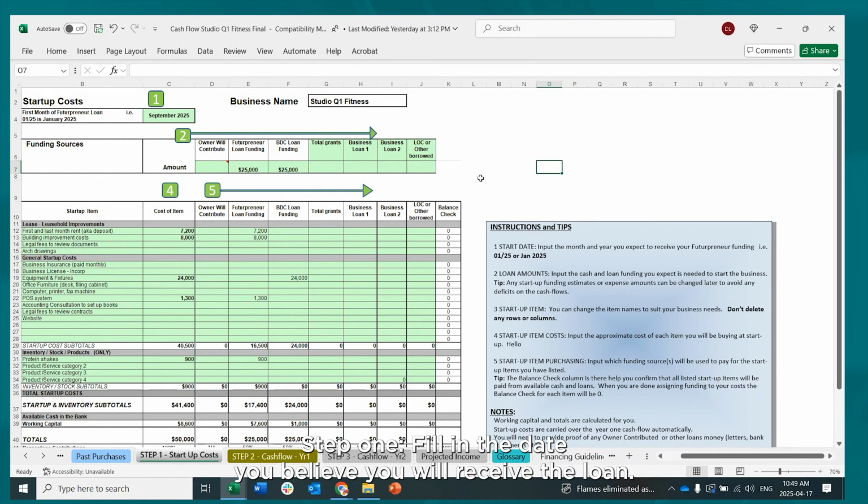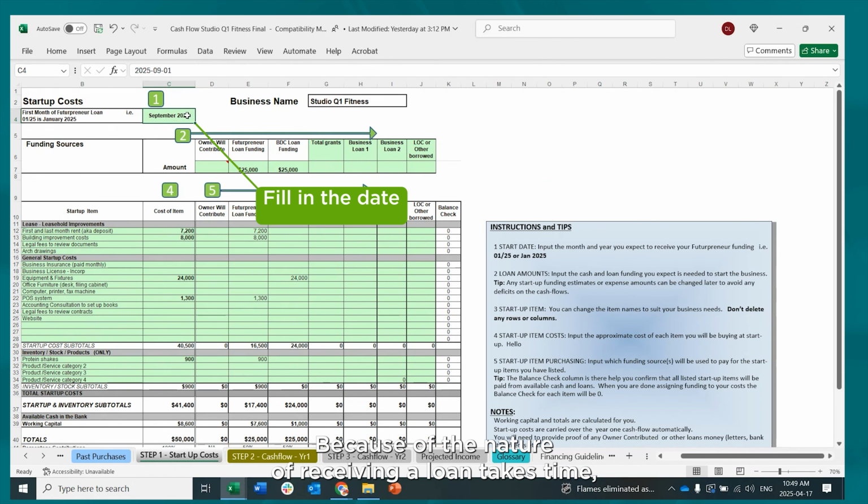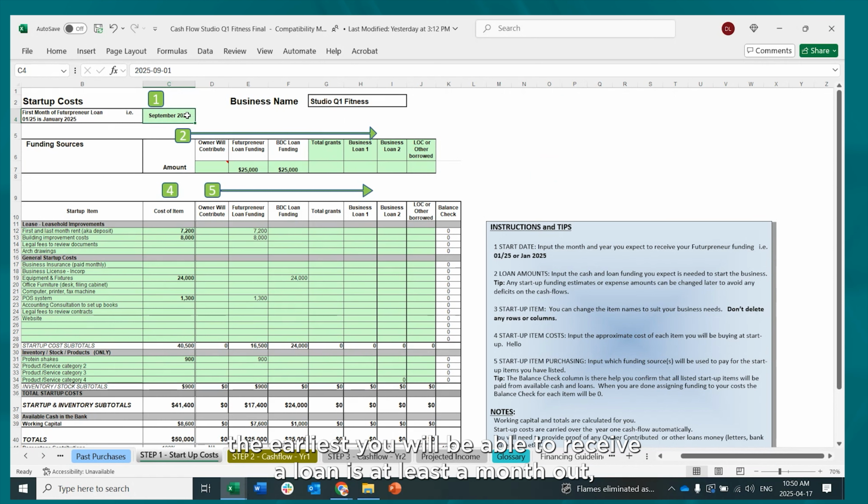Step 1, fill in the date you believe you will receive the loan. Because receiving a loan takes time, the earliest you will be able to receive a loan is at least a month out, more likely 2 months out. If you're filling out this cash flow template in July of 2025, a safe starting time in step 1 would be to write in September 2025.